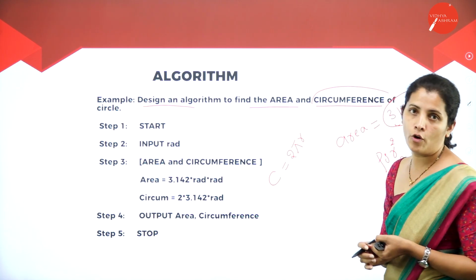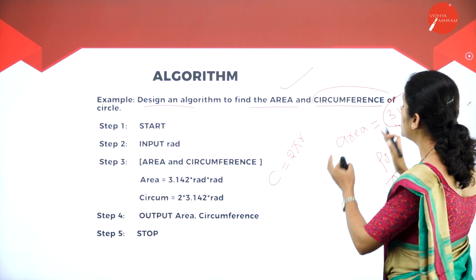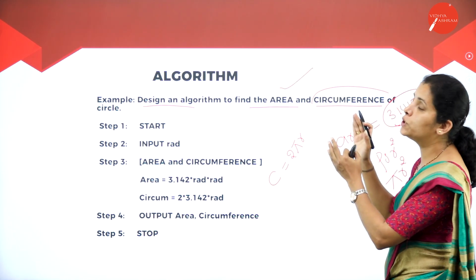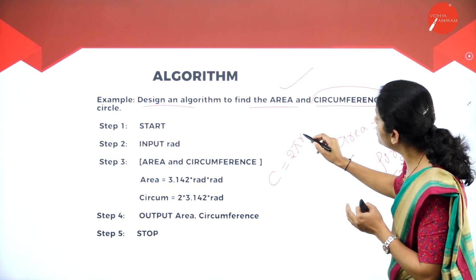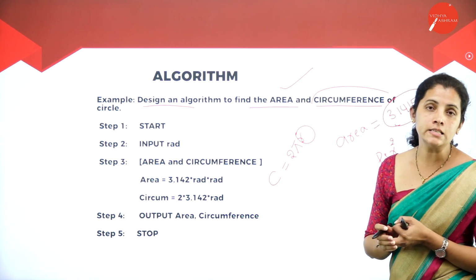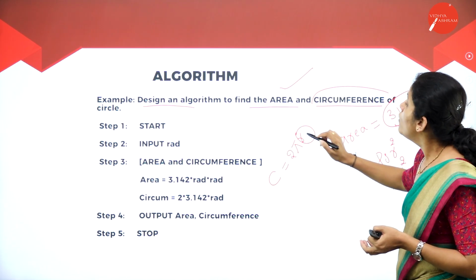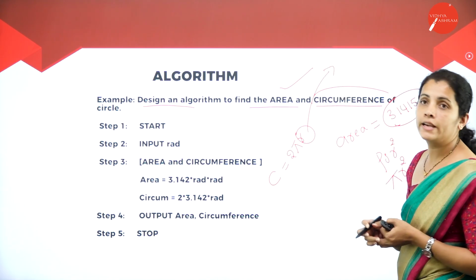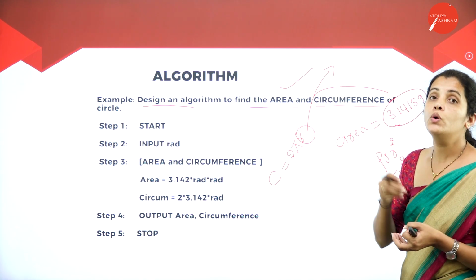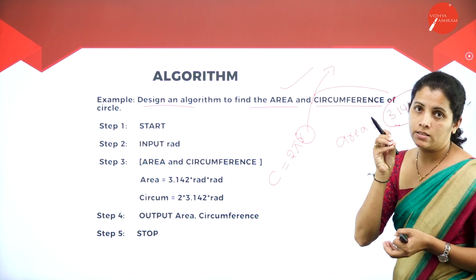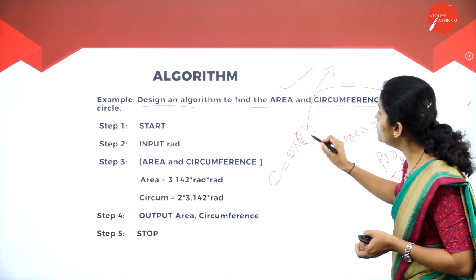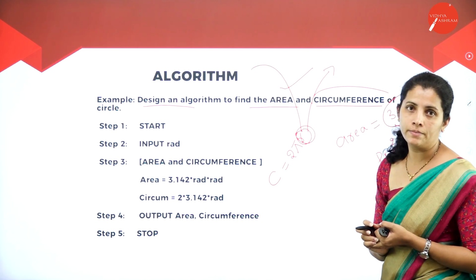This is the formula. Now I want to convert this formula into an algorithm. So before that, tell me what is R here? That is radius. Now, where am I going to get this radius? That means I want to input radius. That means this is the input for this algorithm.